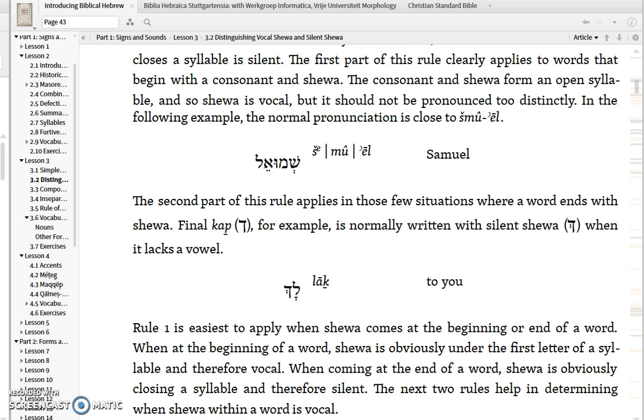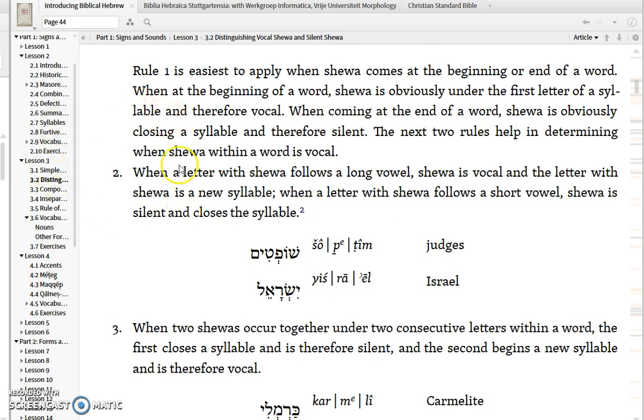A second rule has to do with when a schwa follows a long vowel. So here you have the word for judges, shofatim. Start off with an O vowel, sho, but if you have an O vowel, then the schwa is going to be vocalized. So there's just a little bit of a sound, shofatim, in that word, and that's how you would pronounce it.